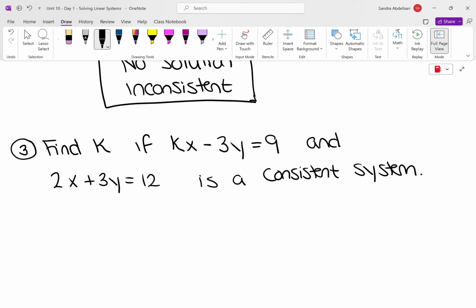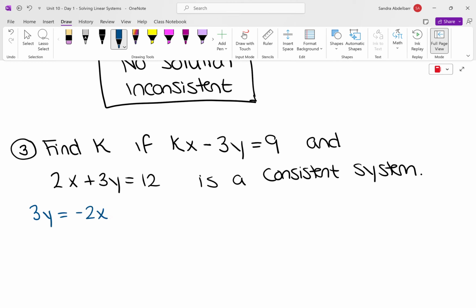Oh, one or more. There's one or more solutions. Basically, it means that as long as they're not parallel, it will be a consistent system. So they could be the same line, they could just cross in one place. As long as it's not parallel, you will be consistent.